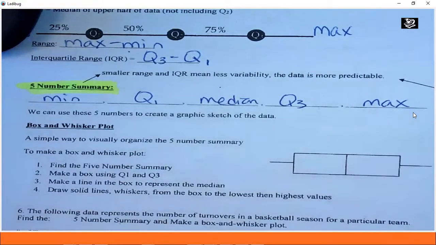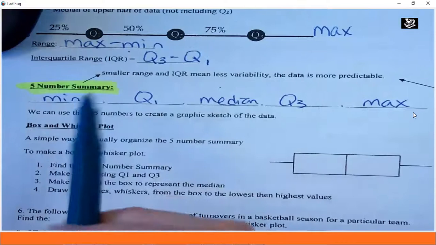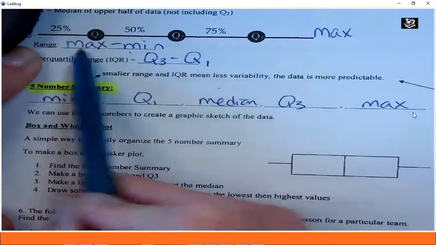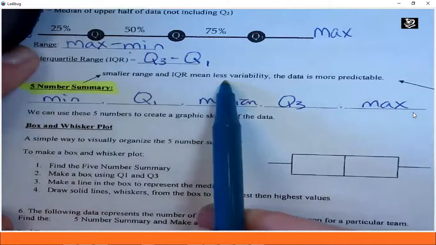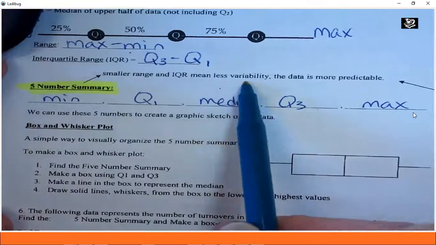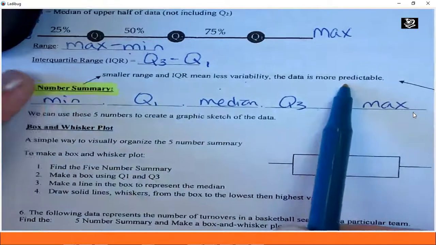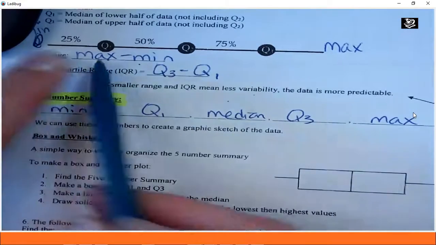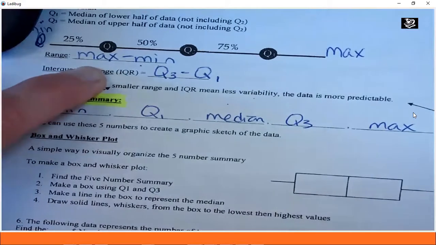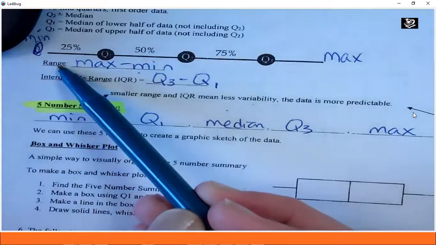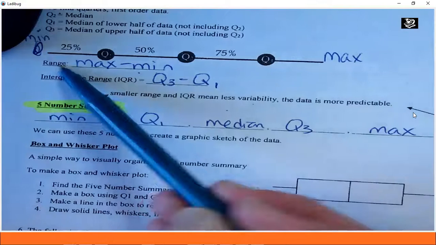All right. And the smaller the range and the IQR, the smaller that is, it means you have less variability. The data is more predictable. So let's talk about that for just a second. If your range is your biggest number minus your smallest number, if the range is smaller, it means the numbers are what? Closer together. Very good. Which means they have less variety.